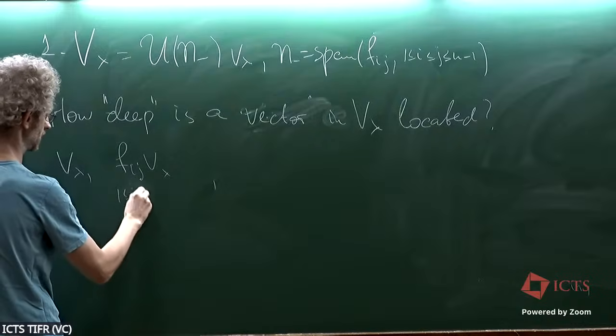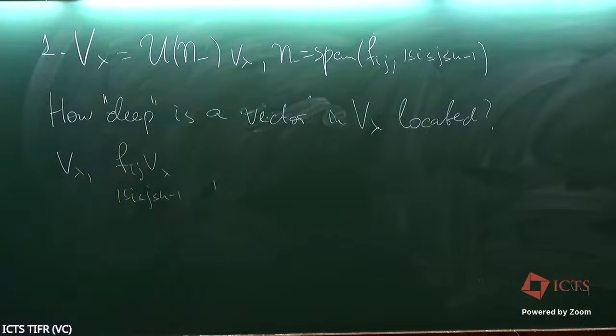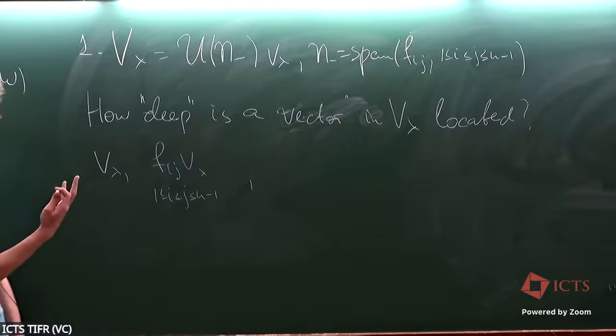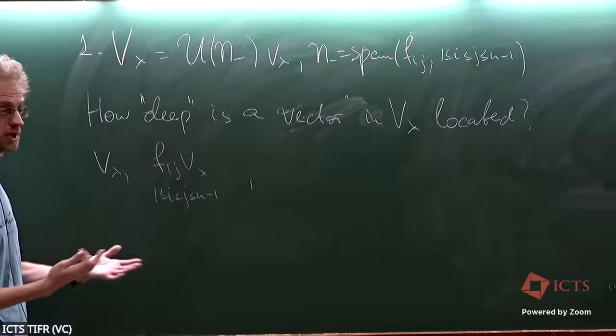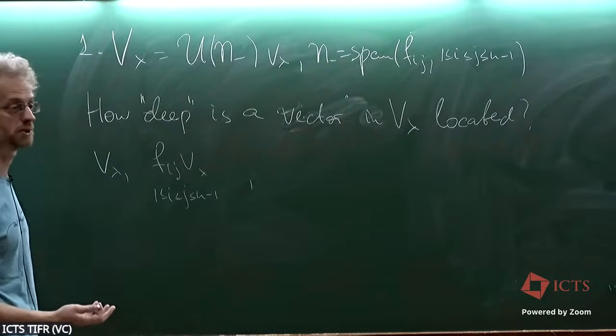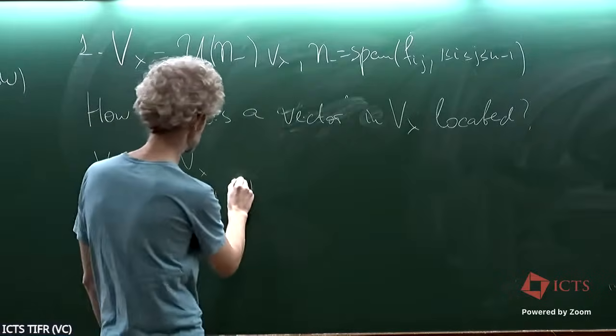So let me write again. This is a new set of vectors, and we need only one step to get from the top to these vectors. Just apply your operator once, any of those, and then you get it. And this is some subspace. But of course, this doesn't have to be the whole space, so we might need to apply once more.